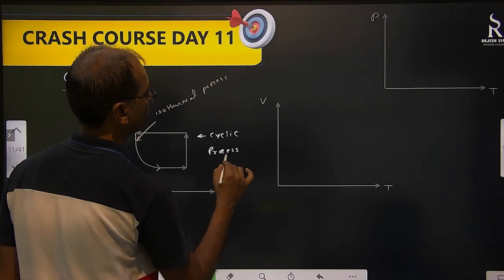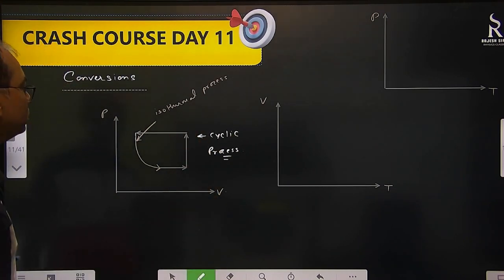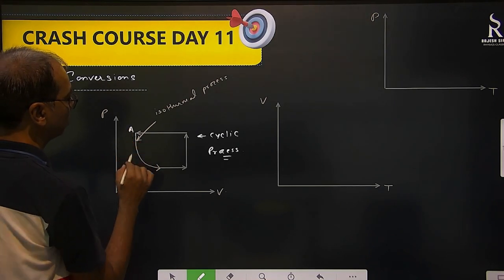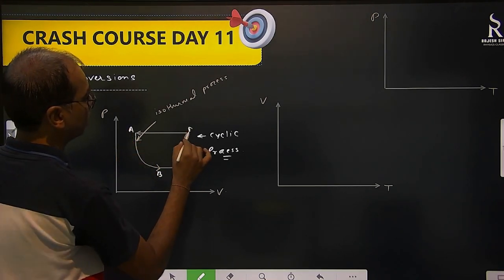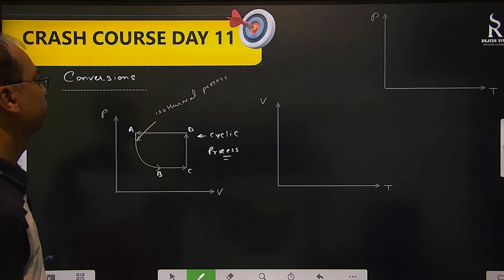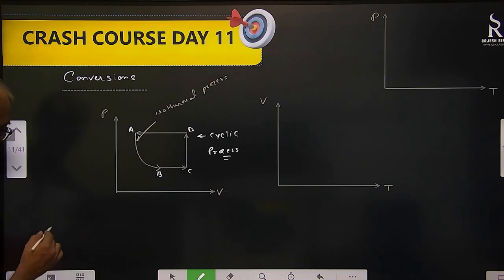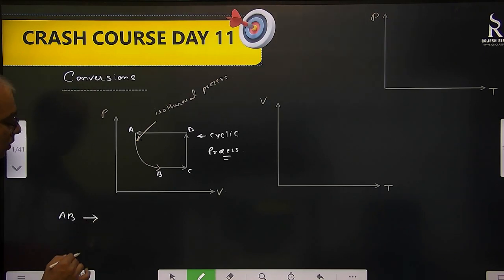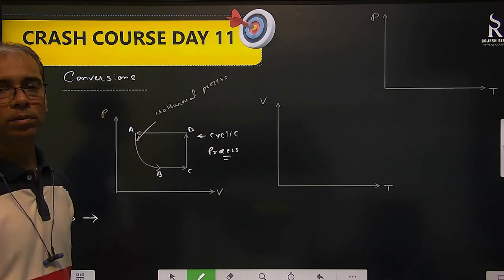And we have to convert this PV graph into a VT graph and a PT graph. First, here it is shown that this is an isothermal process. This is A, B, C, D. So four processes are there: AB, BC, CD and DA. AB is isothermal, so let's talk about AB first. Process AB. One by one we will try to conclude, and then we will make those graphs.